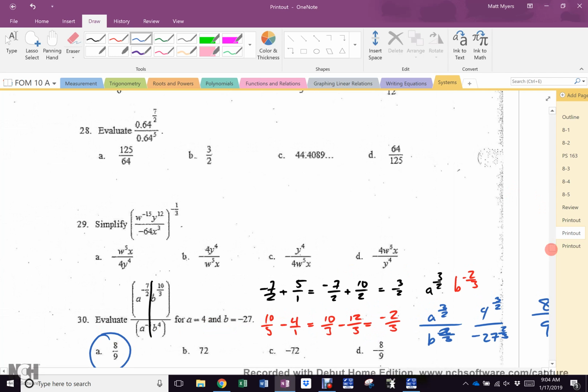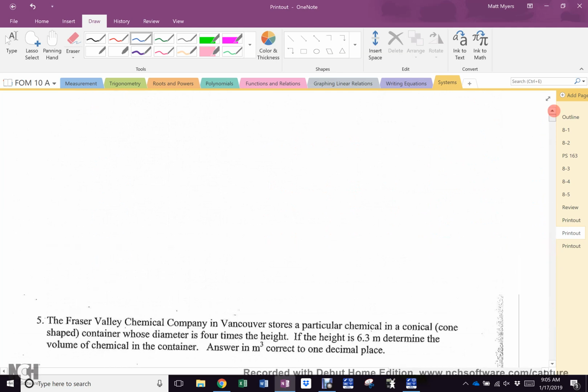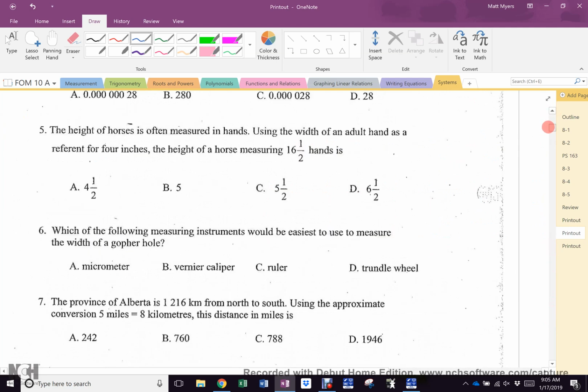Some of the best. And that's the end of exponents or roots and powers. What next? Back to the table of contents. I've finished roots and powers. Now who would like to give us a topic?